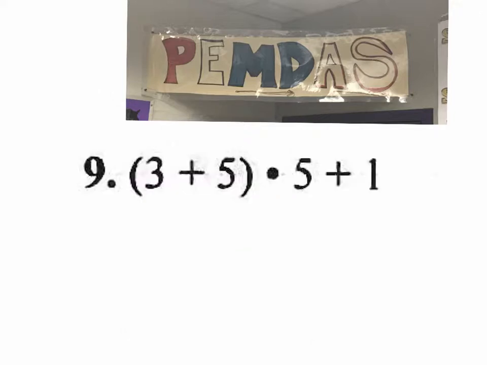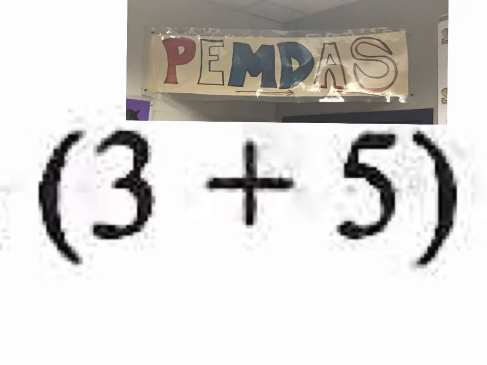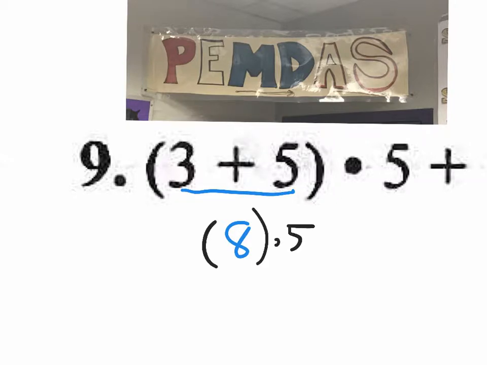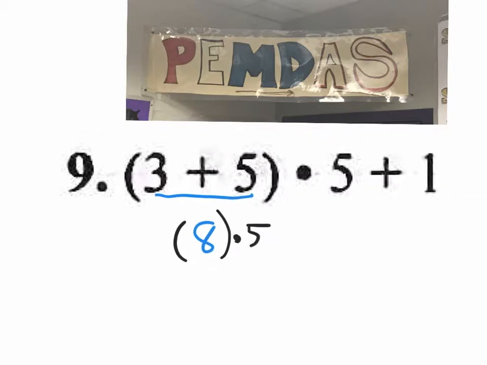Number 9. Again, if I'm going too fast, you have the opportunity to hit pause and rewind and all that other fun stuff. So anyways, we're going to start with P, parentheses. We do have parentheses. That tells us to zoom in. And we all know that 3 plus 5 is 8. So what I want to do is write down the number 8. I'm doing the 3 plus 5, we get 8. And I'm going to rewrite everything exactly the way it is. We still need the plus 1 over here.